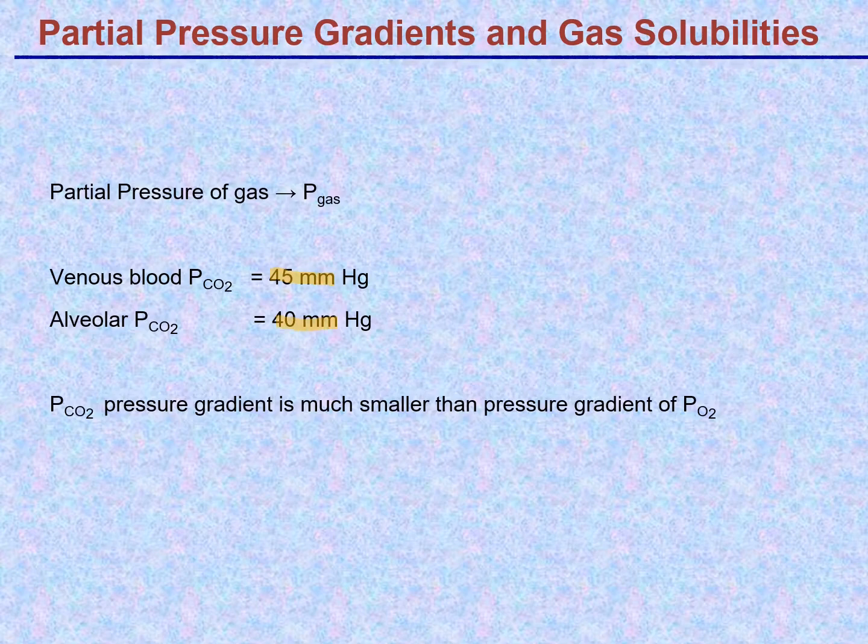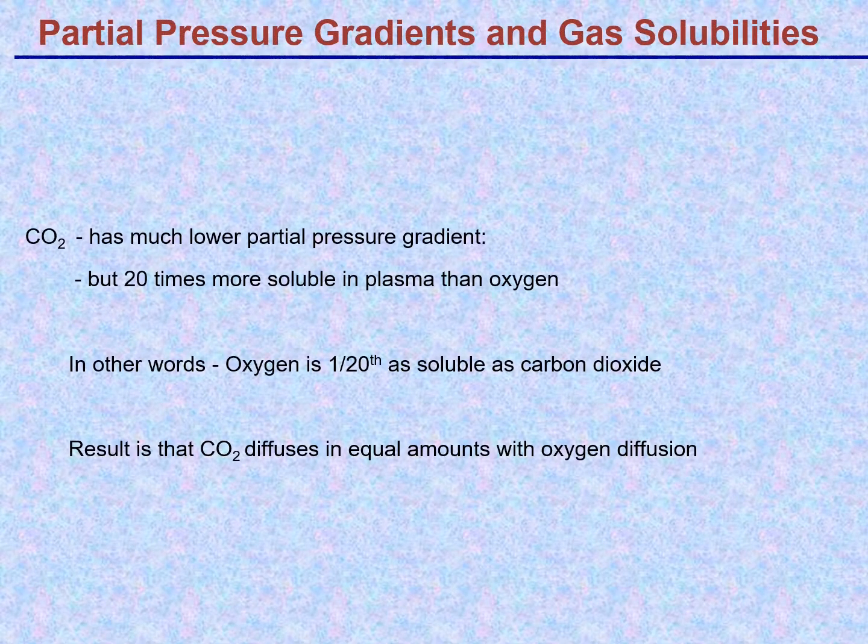The pressure gradient is smaller, but the solubility is much greater, so that compensates for that smaller pressure gradient. Remember, the pressure gradient is an important part of the driving force, but so is the solubility of the gas in water. So a much lower partial pressure gradient, but 20 times more soluble than oxygen, so it can easily move across. We're talking about water, that's the solute.